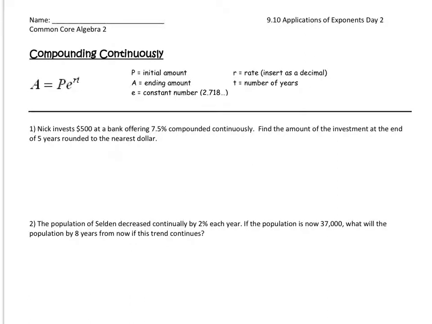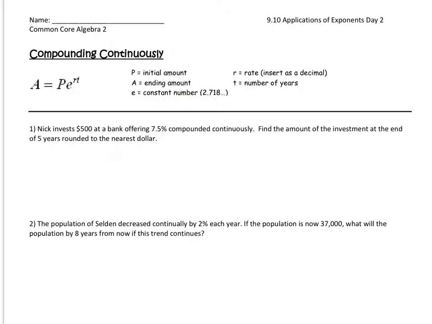Hi everyone, in today's lesson we're going to talk about different kinds of compounding. So today we're going to talk about compounding continuously. So just like we did the other day, the formula is still the same. The A is still the ending amount, P is still the initial or principal amount. E this time is that number on the calculator, that constant number E.